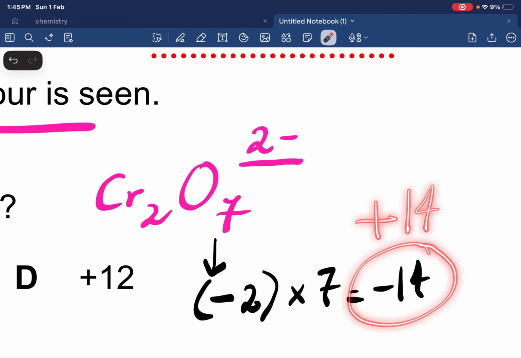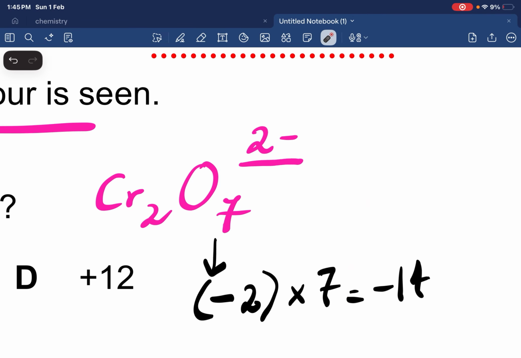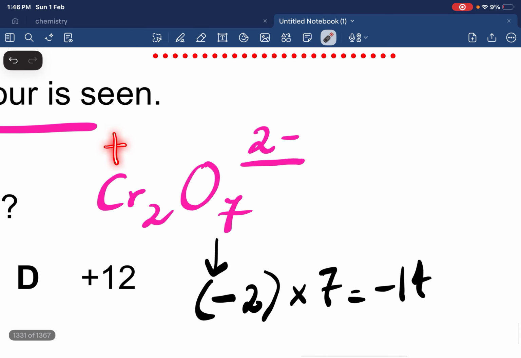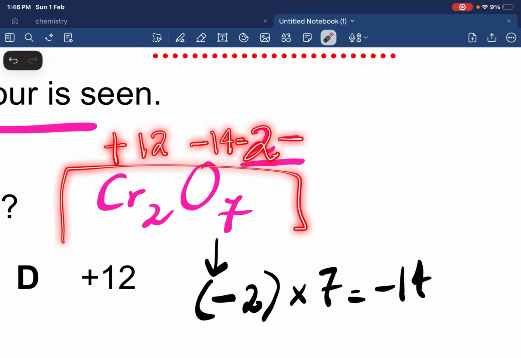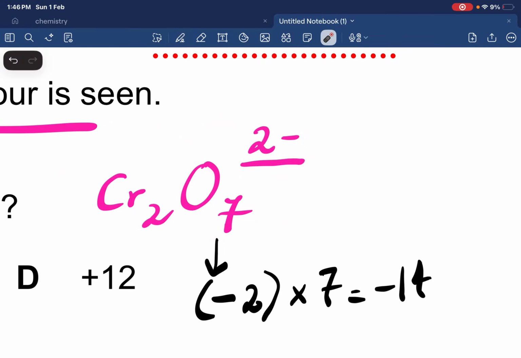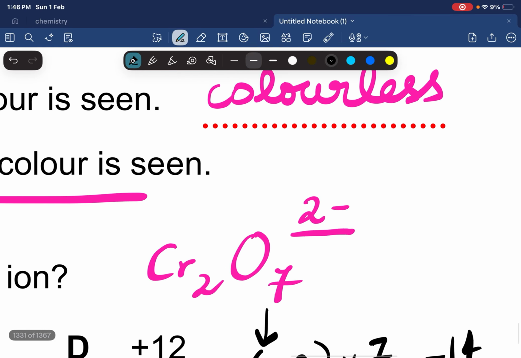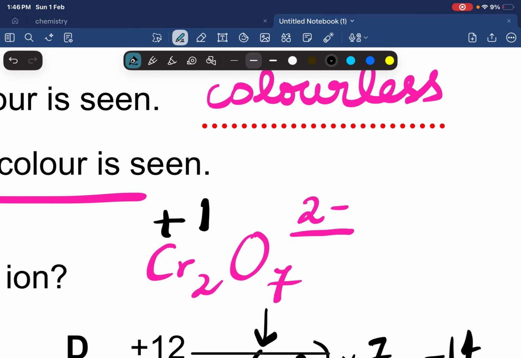But over here, we don't need to exactly balance out -14. We just need a number which is +12 and -14. That's going to give me a -2. I don't need to fully balance out my compound because this is not a stable compound. It has a charge on it. So I need a +12 on chromium, right? So these 2 chromiums have a charge of +12.